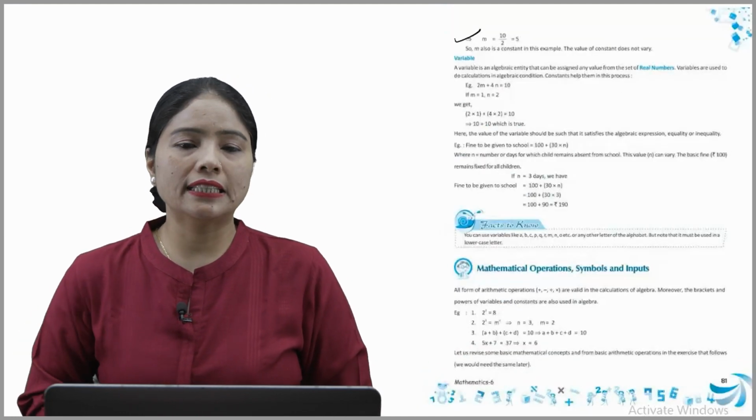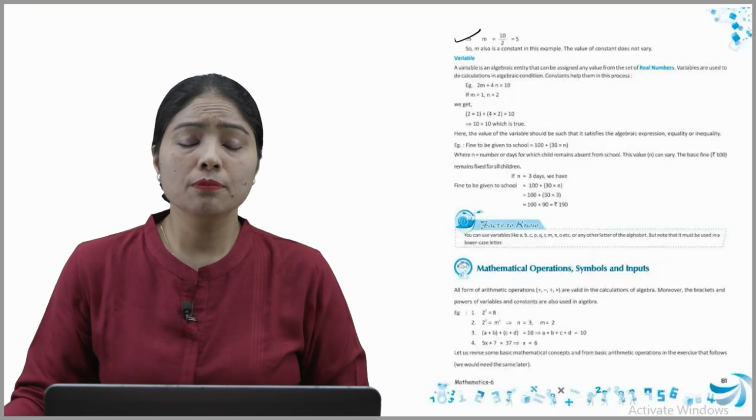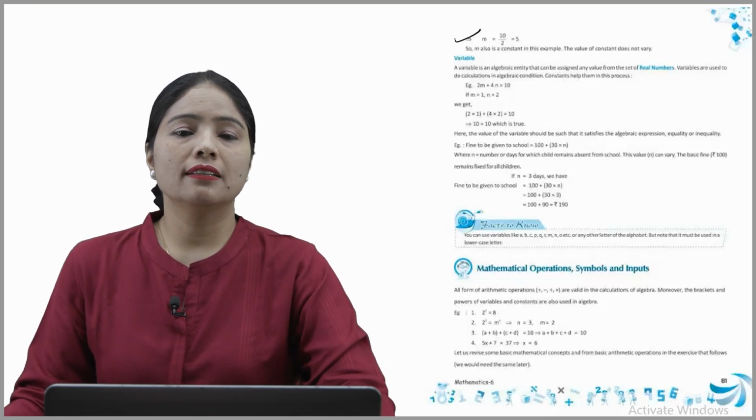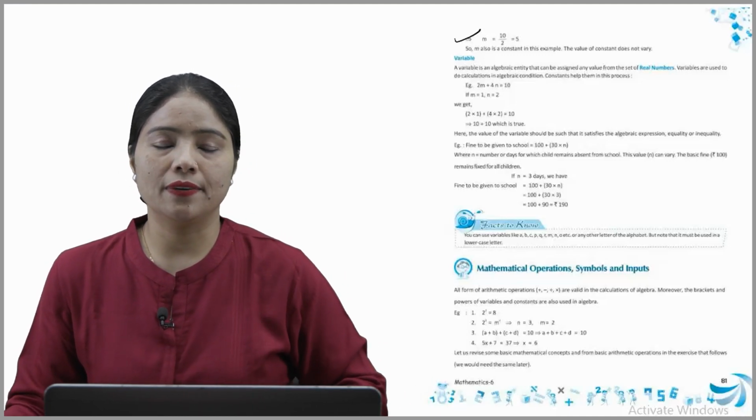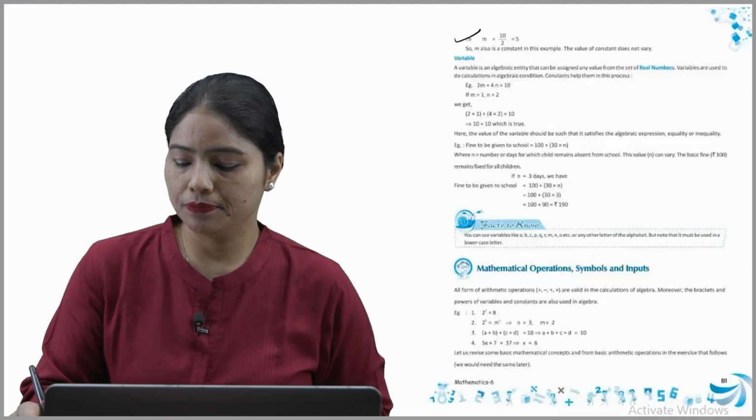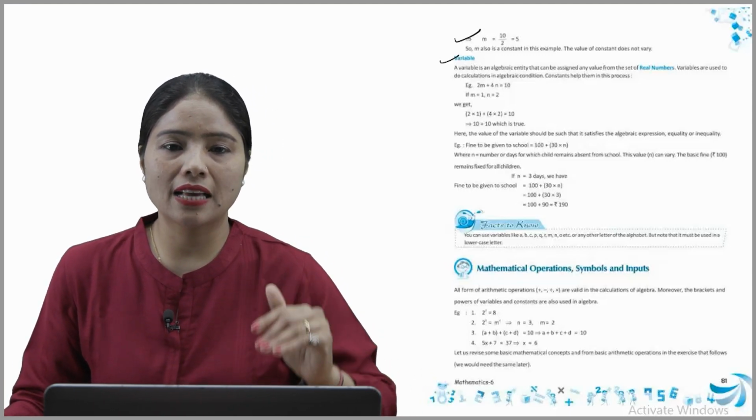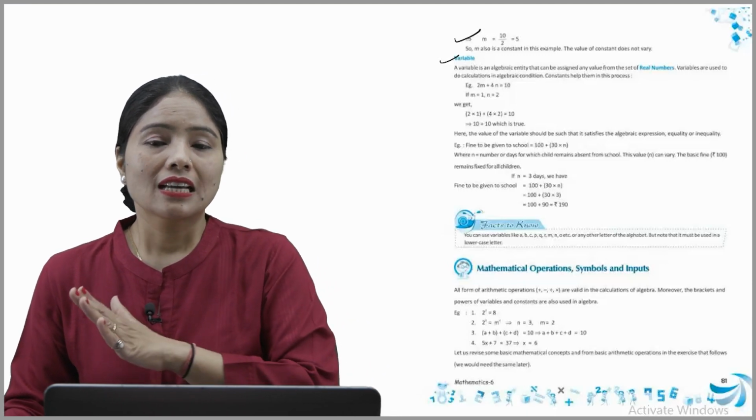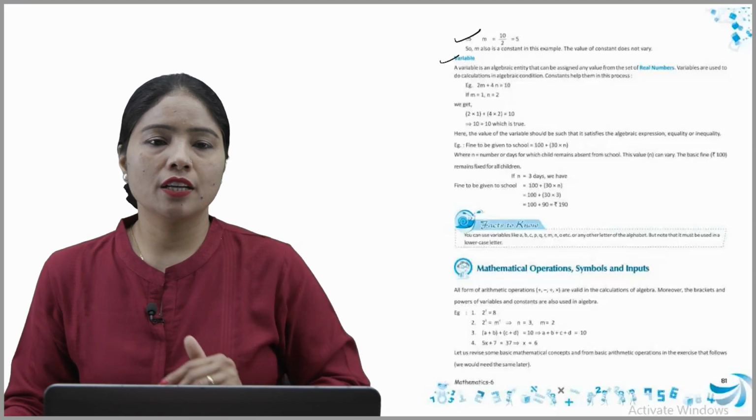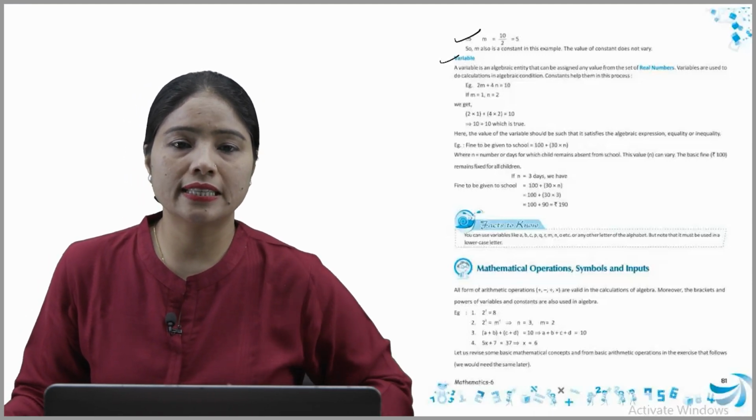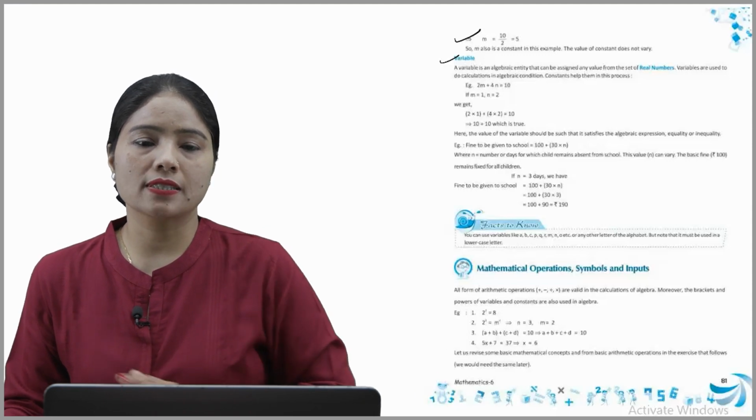So m, 10 divided by 2, that means 5. So m also is a constant in these examples. The value of constants doesn't vary. Now variable. A variable is an algebraic entity that can be assigned any value from the set of real numbers. Variables are used to do calculations in algebraic conditions. Constants help them in this process.